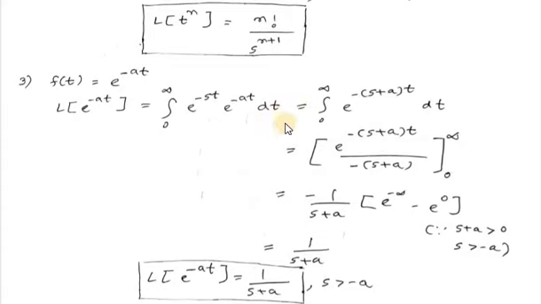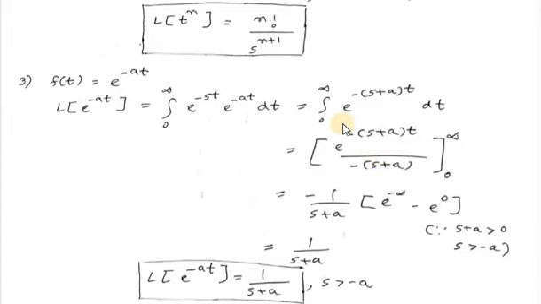So this equals the integration from 0 to infinity of e raised to minus st multiplied by e raised to minus at. So it will become e raised to minus of (s plus a) t, dt. Now we have to integrate e raised to minus of (s plus a) t. The integration of e raised to x is e raised to x, and the integration of e raised to ax is e raised to ax by a.